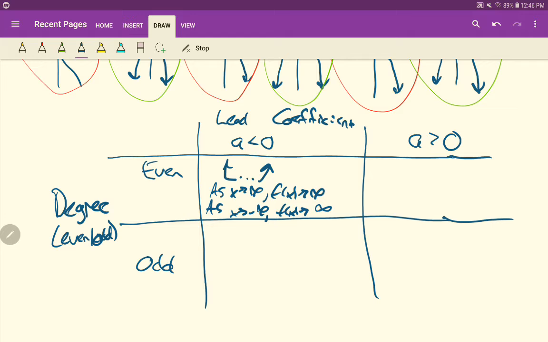Oh shoot, I just realized that I put those things in the wrong place. Here's how I'm going to fix this. Positive lead coefficient, negative. There you go. Sorry, after doing this a couple times, I've moved myself around there. Okay, now that's right. Positive lead coefficient, even degree, this is what we get.